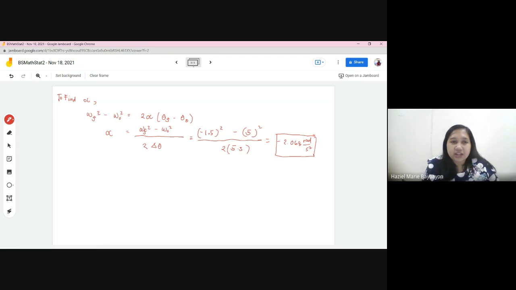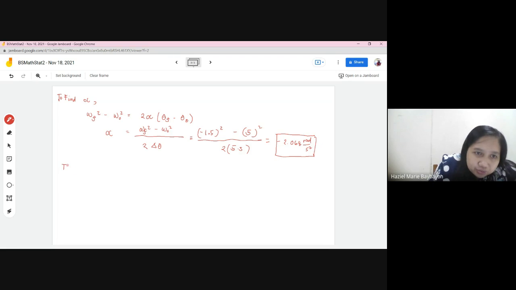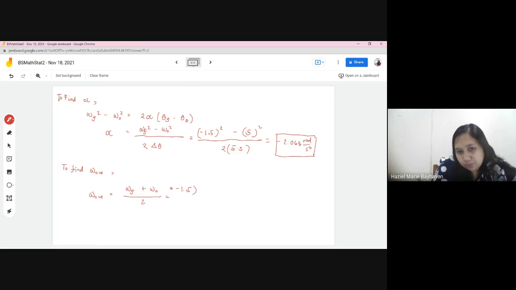Okay, so we now have the angular acceleration. And then to find the average angular speed, we will just use this equation. Omega average equals omega final plus omega initial divided by 2. So the final angular velocity is negative 1.5 radians per second plus we have 5 radians per second, divided by 2. So this is 3.5 divided by 2. It's 1.75 radians per second.